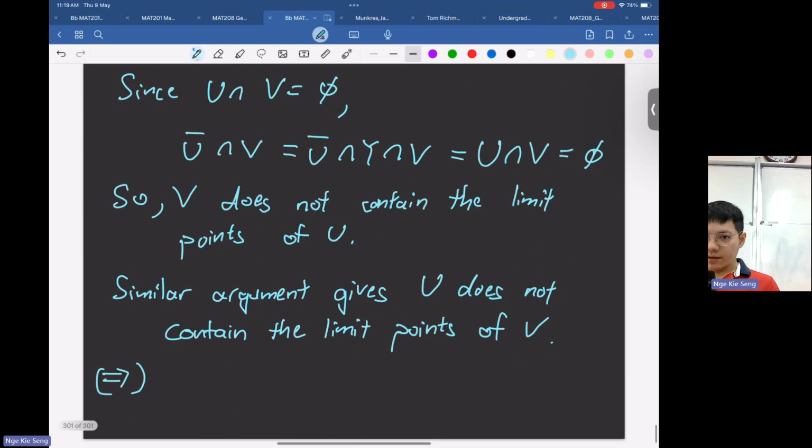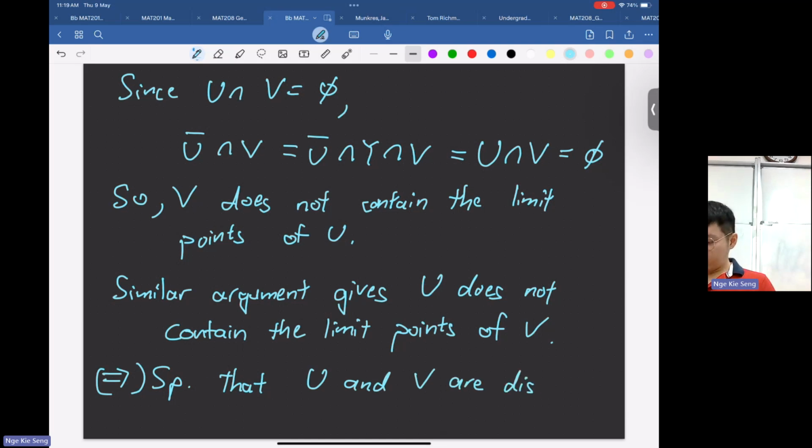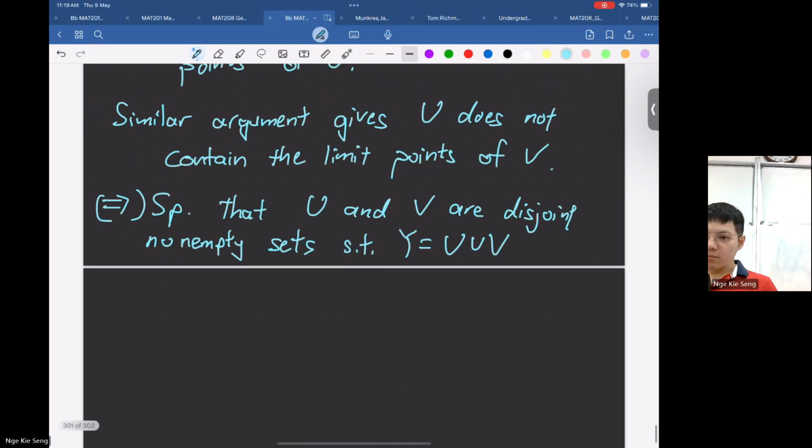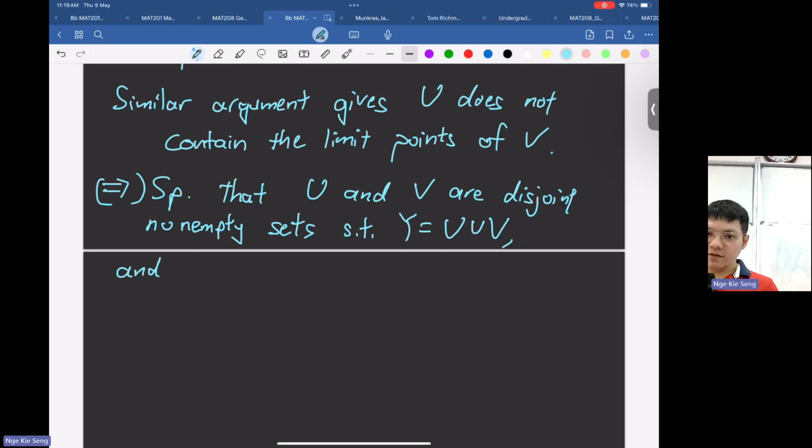Okay. So in this case, we'll suppose that U and V are disjoint non-empty sets. There's no open condition now, right? We gave a new criteria for separation of Y, remember? We just require them to be disjoint non-empty such that Y equals U union V. Moreover, none of them contain a limit point of the other.